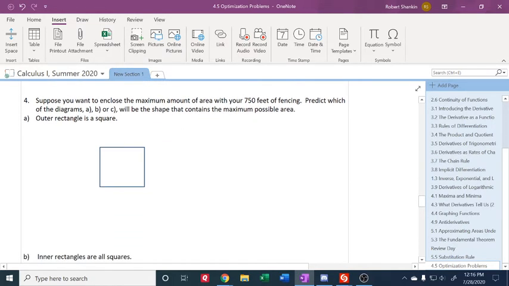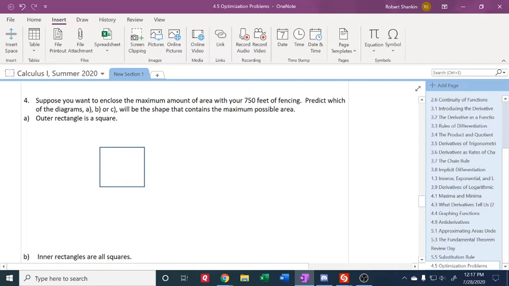Alright. Number 4. Suppose you want to enclose the maximum amount of area with your 750 feet of fencing. Predict which of these diagrams, A, B, or C, will be the shape that contains the maximum possible area. Now I'm giving you 3 choices. And so I'm going to send you to your groups and then you figure out as a group which A, B, or C you choose. So you'll have to come to consensus.